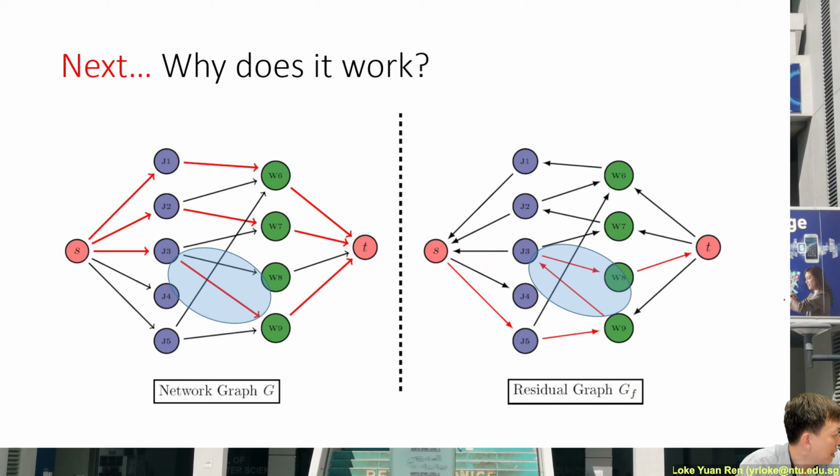So J3 through many arrows to W7, W8 and W9, are those considered a path?